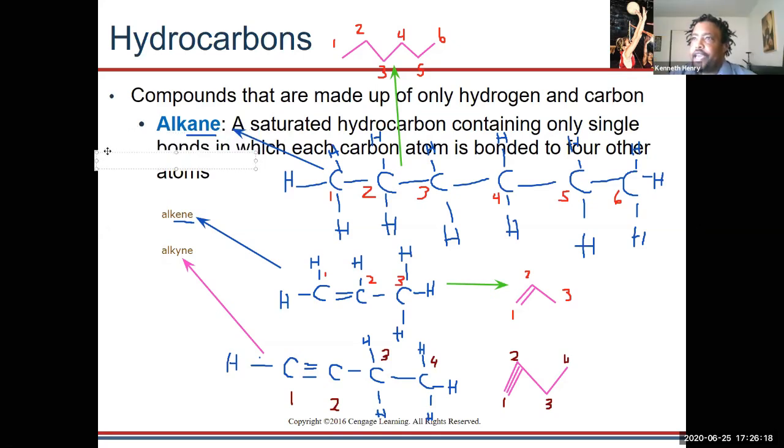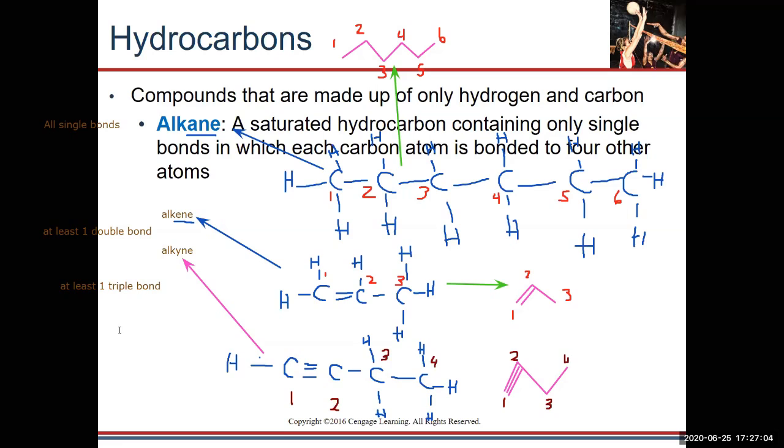And so then what I would do is say alkanes, all single bonds. Alkenes, at least 1 double bond. Alkyne, at least 1 triple bond. Okay. This one, triple bond or single bond, okay. Piece of cake?